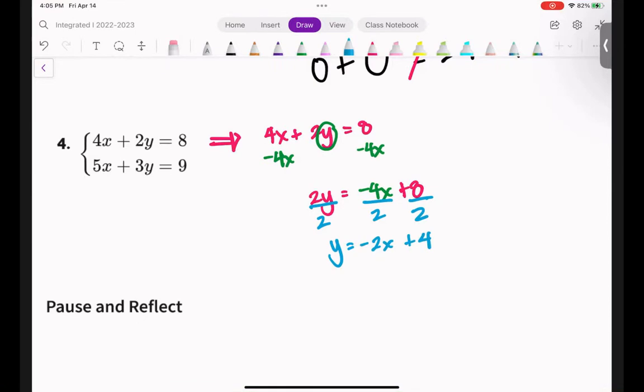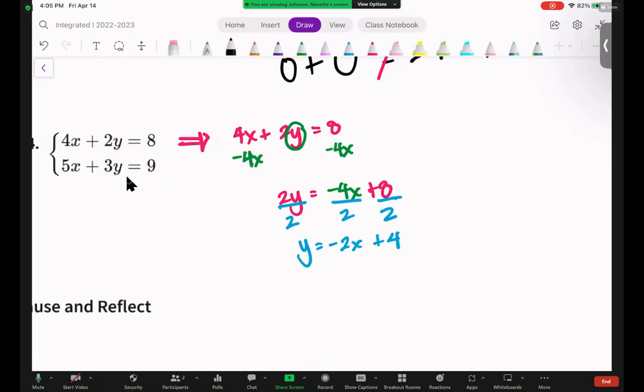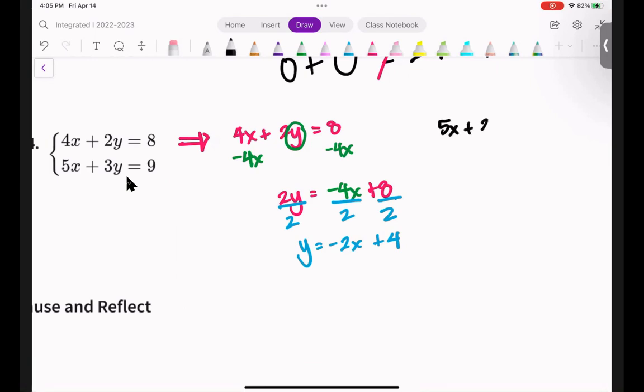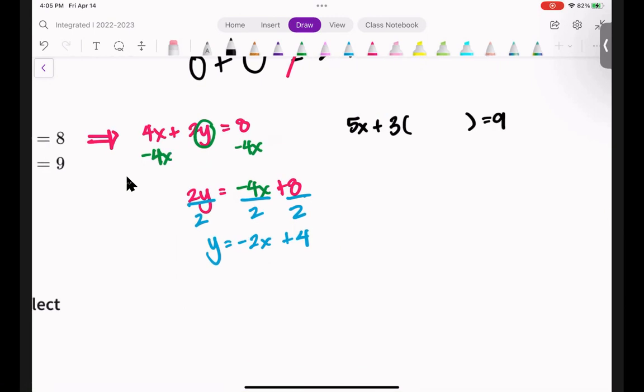So I'm going to take this and substitute it into here to find out what x is, okay? So I'm going to take my second equation. I get 5x plus 3 times something equals 9. And I'm going to take all of this something and put it in here, right? So I get negative 2x plus 4. So what happens? Let's see. I get 5x, and now I have to distribute this. So I get negative 6x plus 12 equals 9.